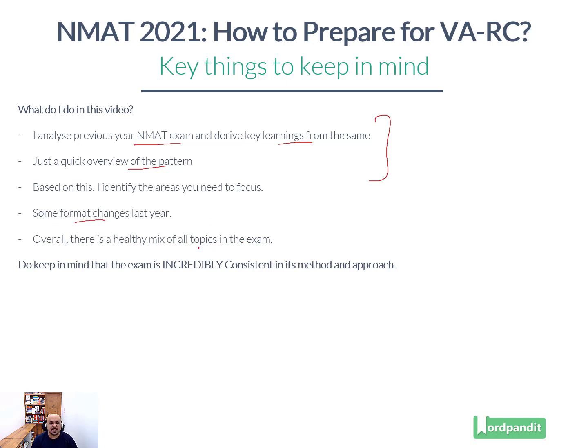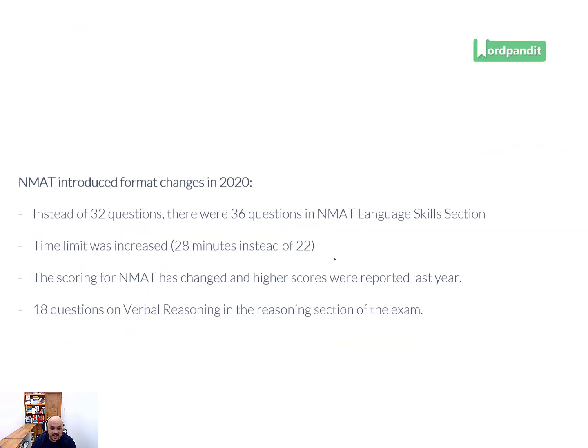Overall, the exam has a healthy mix of topics, and the thing about NMAT is it's a very consistent examination. So this line is actually very important. It's very consistent in its theme, pattern, method, approach. So you can expect a similar sort of exam this time as well. Now the good thing with a consistent exam is you can prepare for it. You know the areas that you've got to target. Which are these areas? What's the pattern?